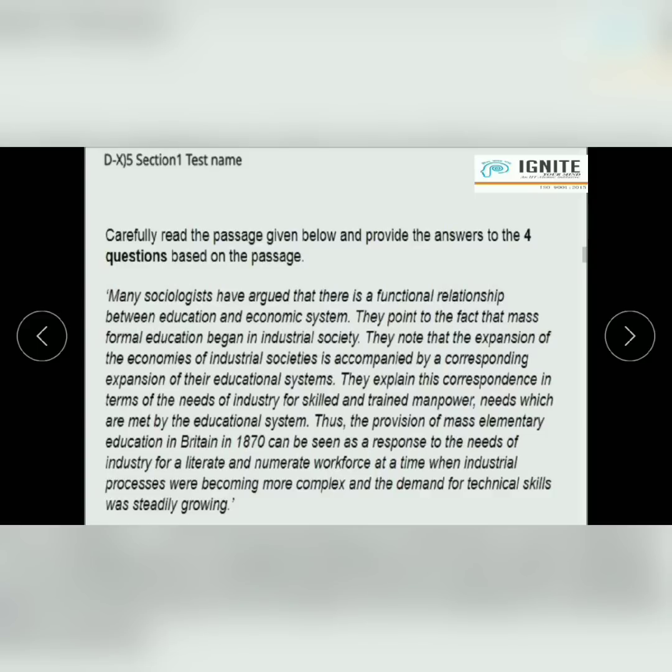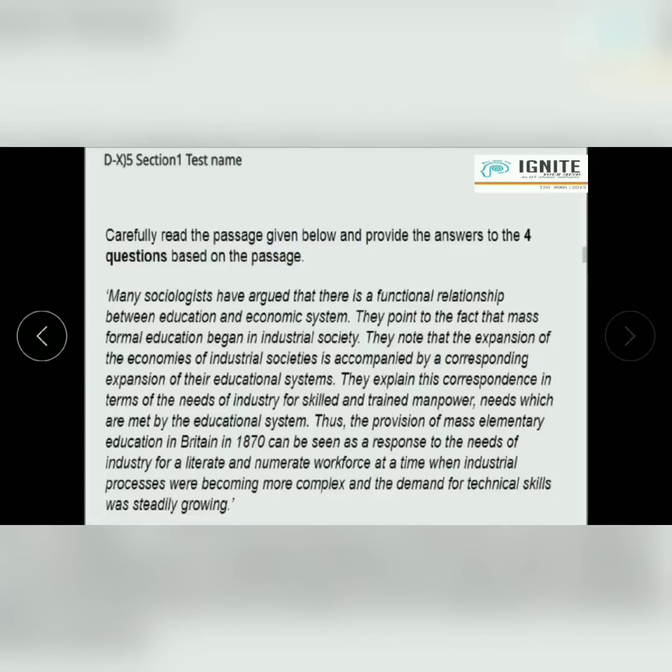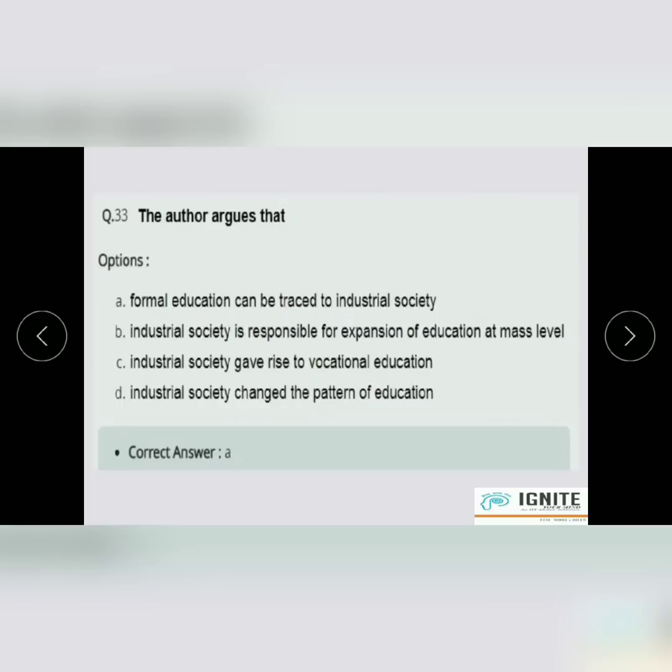Read carefully this passage given below and provide the answers to 4 questions based on this passage. This is the question number 32. The industry needs a literate workforce because options are here. Read the passage and we will get the answer option D. And question number 33, the author argues that options are here. The correct answer is option A.